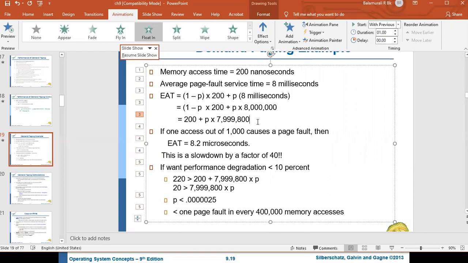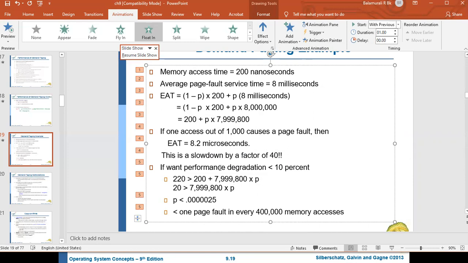Okay, so what is 10 percentage of 200? 10 percentage of 200 is 20. So if there is 10 percentage of degradation, then the effective access time will be 200 plus 20, that is 220, because 10 percentage of 200 is 20.